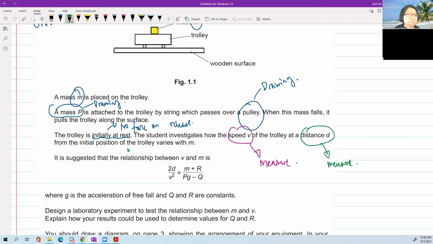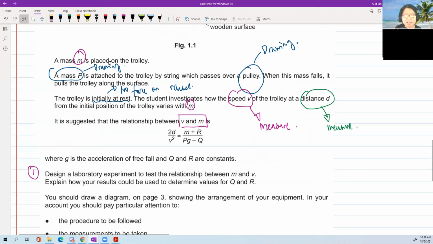So the variables, the dependent and independent variables, are V and M. So purpose number one: design a laboratory experiment to test the relationship between M and V. Now it's time to stare at the equation. Explain how your results, purpose number two, can be used to determine the values of Q and R. Then the rest is just standard stuff. You may draw a diagram, and so on, write your instruments.